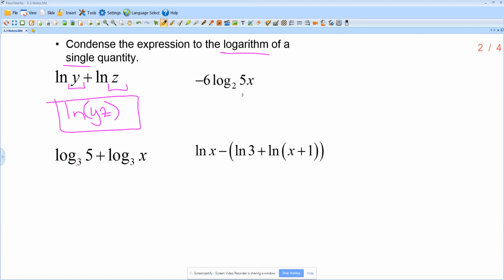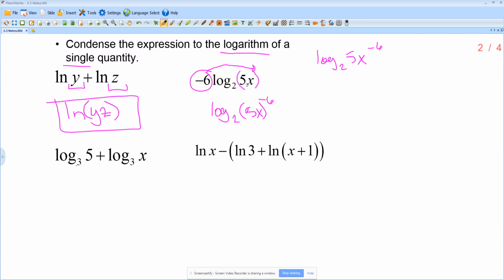Next, -6 log base 2 of 5x. So this -6 can become an exponent. You have to be very careful about how you write the exponent, because the -6 is on the exponent of all of the argument. So this will be log base 2 of (5x) to the -6th power. What you cannot do is write it as log base 2 of 5x to the -6th power like this, because when I read this, the only thing being raised to the -6th is the x. As written here, it's the entire 5x, because this -6 was in front of that entire logarithm.